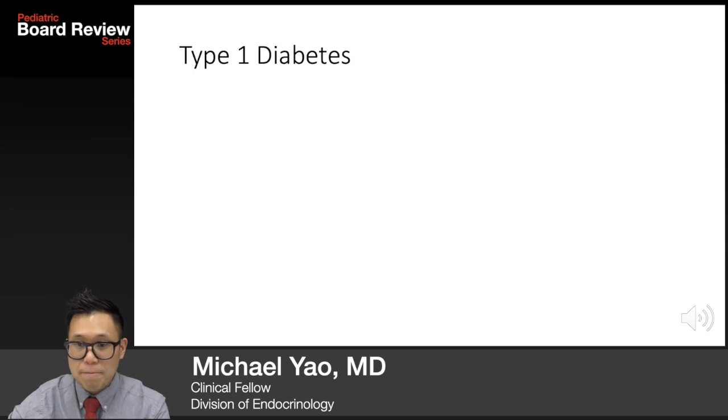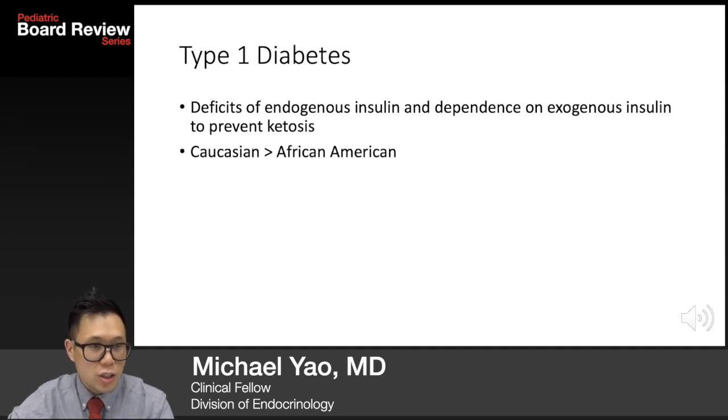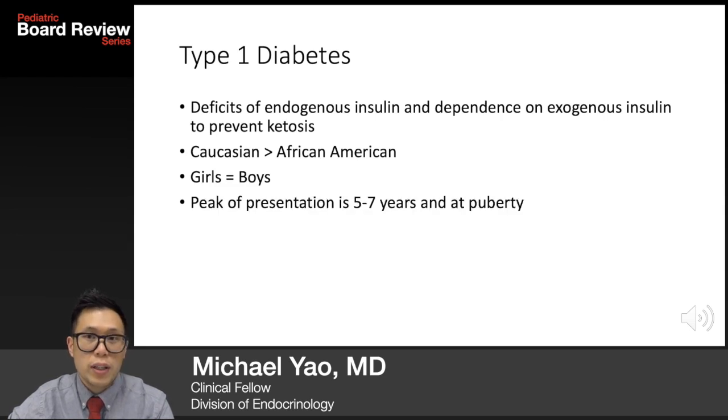So as far as type 1 diabetes, the board wants you to understand the natural history of type 1 diabetes. So type 1 diabetes is deficits of endogenous insulin and dependence on exogenous insulin to prevent ketosis. And this is an autoimmune process where there's destruction of your beta cells of your pancreas, which secrete insulin. It's more common in the Caucasian population. Girls are equally affected as boys.